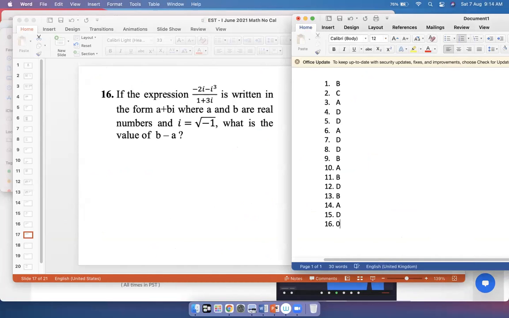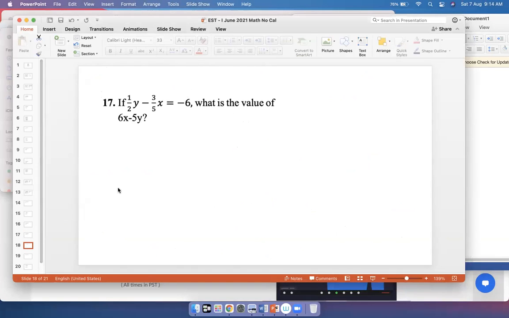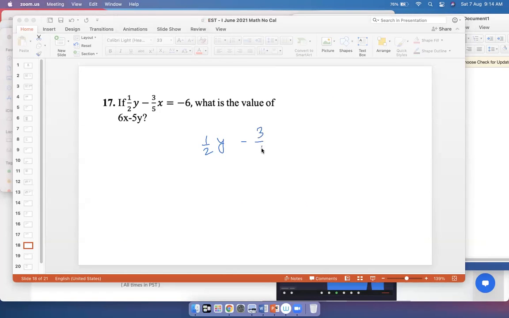Okay, so question 17. If 1/2 y minus 3/5 x is negative 6, what is the value of 6x minus 5y? Okay, so 1/2 y minus 3/5 x is negative 6. So y/2 minus 3x/5 is negative 6.